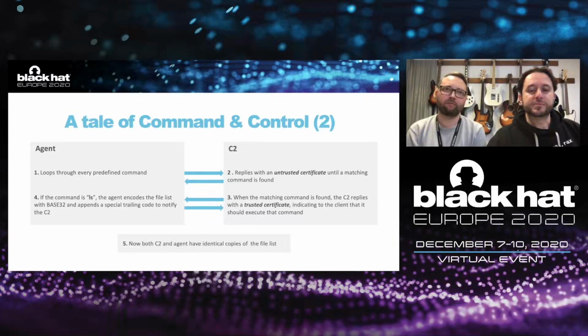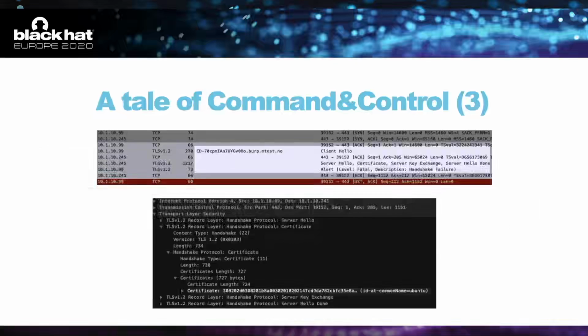At this point now, both the C2 and the agent have identical copies of the file list, so the C2 can actually react upon this logic. If we dig a little bit deeper, let's see, from the agent point of view, an example of no matching command and a bad cert from the client side.